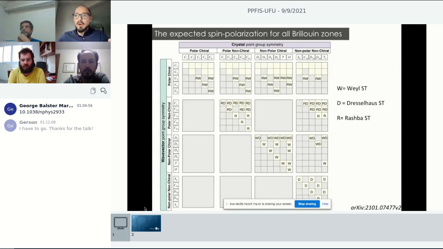And if we go to other kinds of chiral or non-chiral symmetries, we will have a combination between, for instance, Weyl spin texture, which also appears here, and Rashba, or Weyl and Dresselhaus. So this is an open question, and it would be nice to invest some time on it. Yeah. Okay, thank you. No, thanks to you for your question.